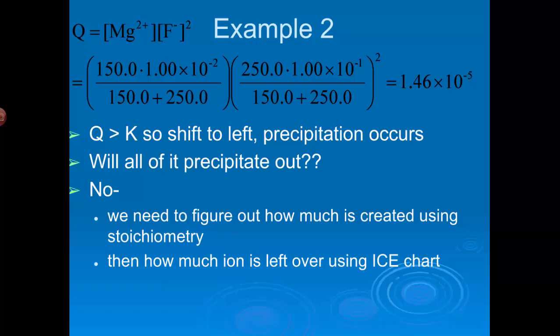And then we're going to take that amount and create an ICE chart to figure out how much is going to be left at equilibrium. So two steps, three steps really. The first step was figuring out whether or not we're going to get a precipitate in the first place. So it's sort of like an acid-base problem that we've done before, in that we had multiple steps where we had to use stoichiometry and then equilibrium concepts to get at our answer.